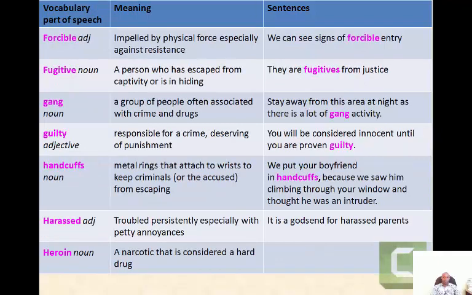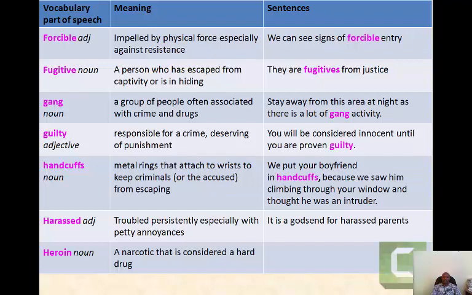Forcible, adjective. Impelled by physical force, especially against resistance. Example, we can see signs of forcible entry. Fugitive is a person who has escaped from captivity or is in hiding. Example, they are fugitives from justice.